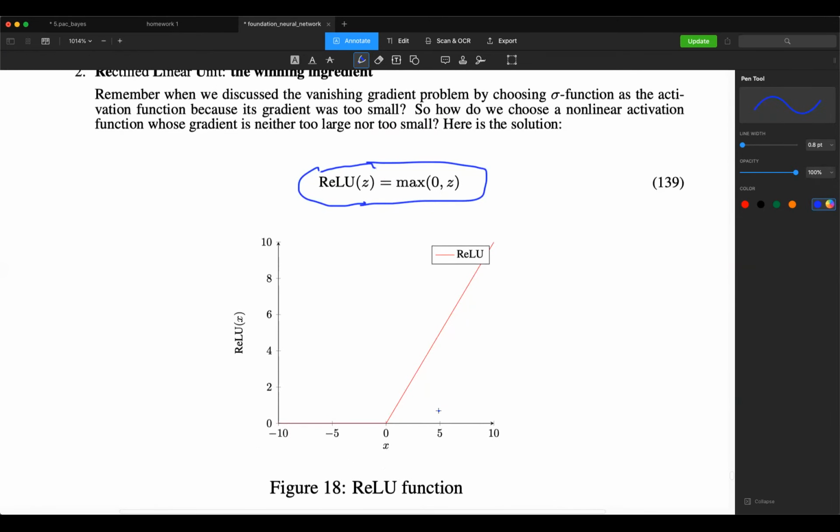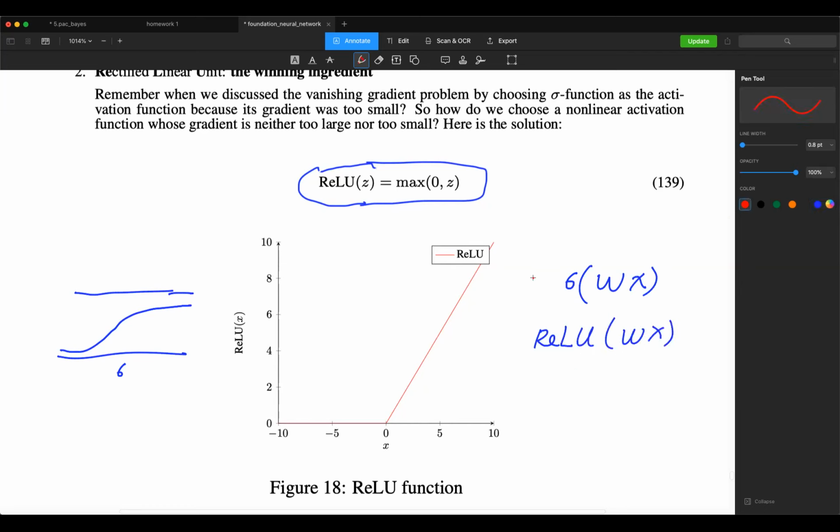Can anyone tell me why this ReLU function is better than the sigmoid function? This is the sigmoid function, right? Last week when we talked about neural networks, this is the neural network. You can have a sigmoid function, or you can have a ReLU function as your activation. So compare the two. Why is this better than that?